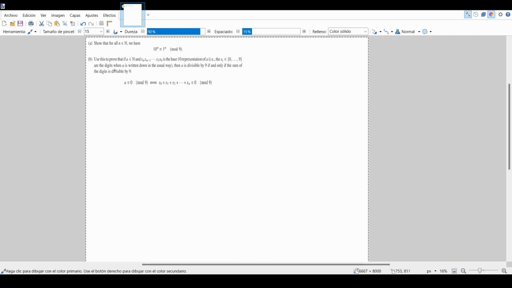So we can note, we'll first start off with part A, 10 is congruent to 1 modulo 9. Therefore, 10 to the n is just equal to 1 to the n mod 9 equals 1 mod 9. Now, this fact is obviously very easy to prove, but it's going to be very important and it's going to help out for proving part B of this question.